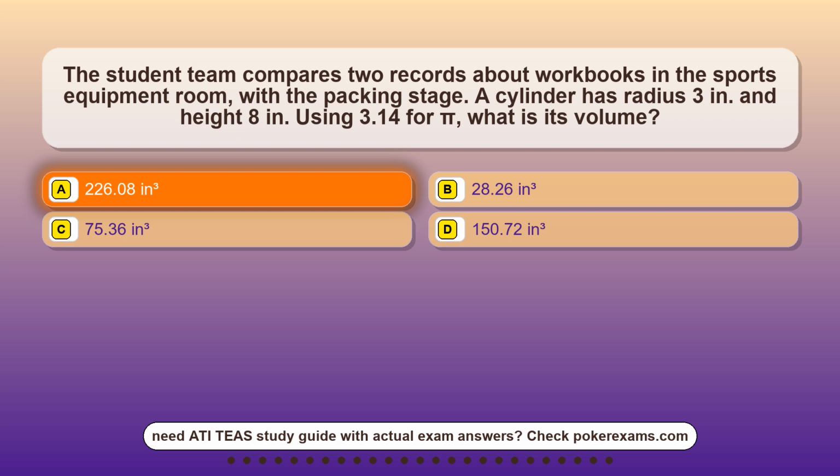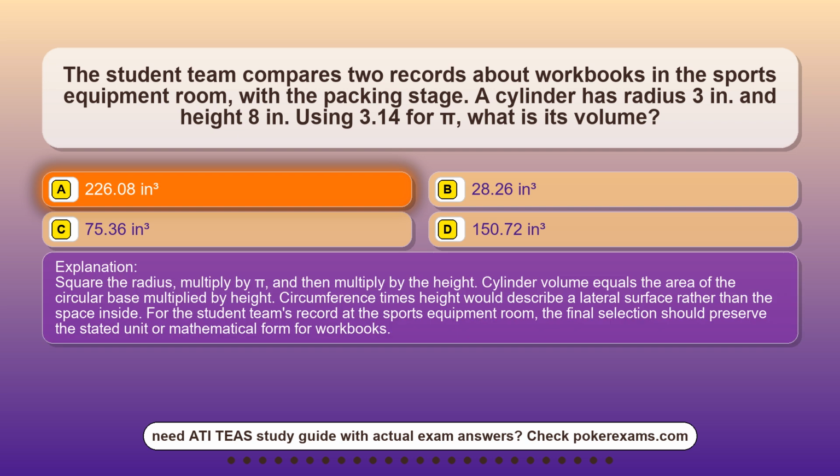226.08 cubic inches. Square the radius, multiply by pi, and then multiply by the height. Cylinder volume equals the area of the circular base multiplied by height. Circumference times height would describe a lateral surface rather than the space inside. For the student team's record at the sports equipment room, the final selection should preserve the stated unit or mathematical form for workbooks. Question 18.